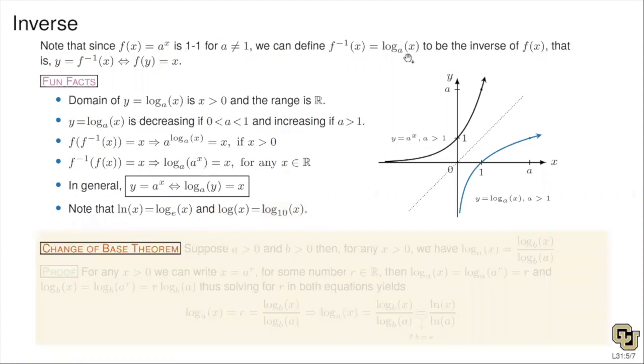So here's the change of base theorem that I mentioned, that we can relate any logarithm of any base to any other logarithm of a different base. So here, suppose we have positive numbers a and b, and assume they're not equal to 1, because 1 to the x is not invertible because it's a horizontal line. Then for any x greater than or equal to 0, here's the change of base theorem. Log of x base a equals log of x base b divided by log of a base b.